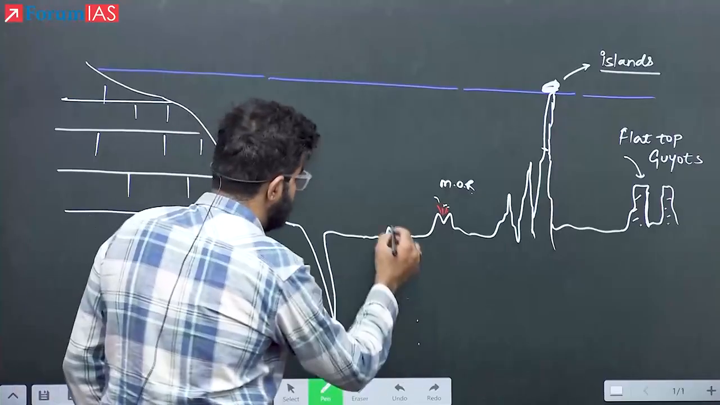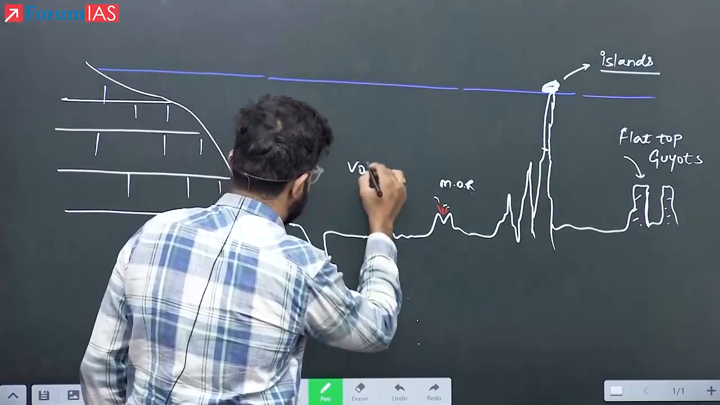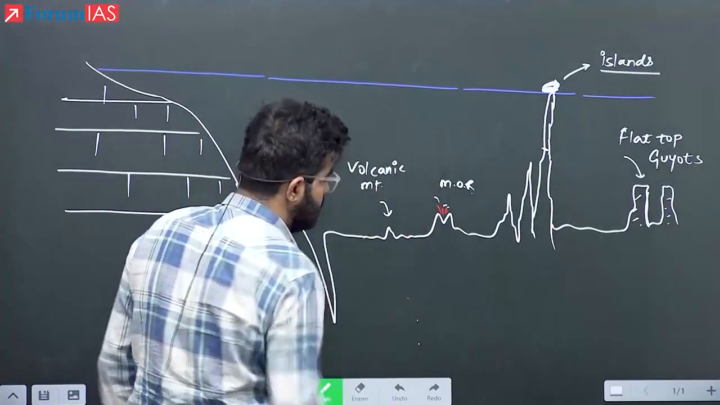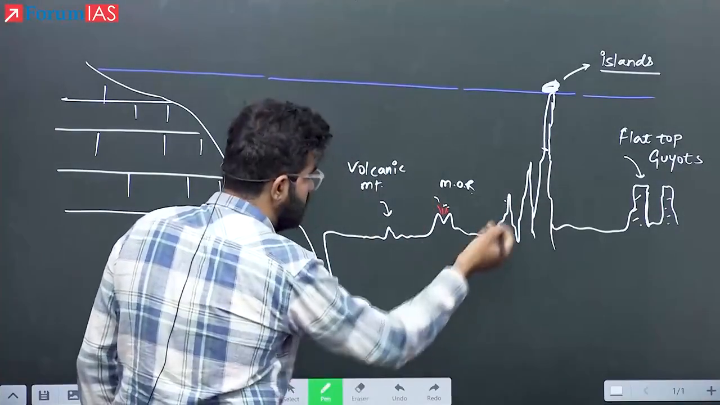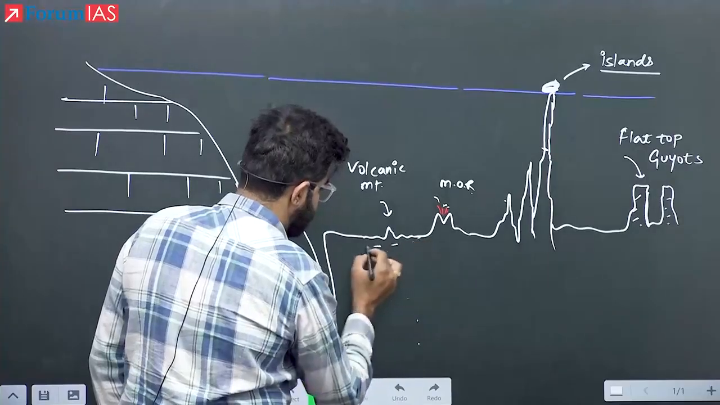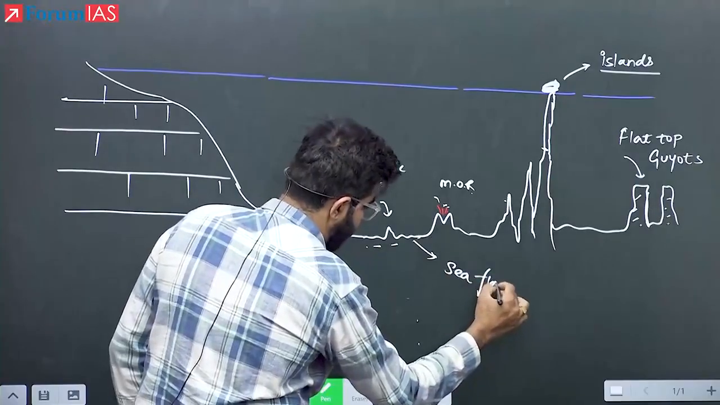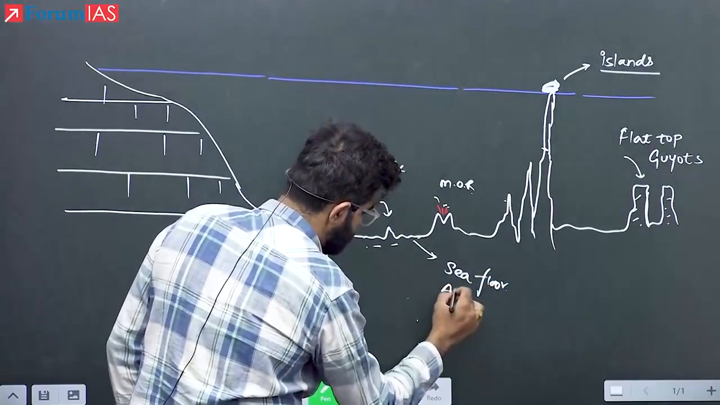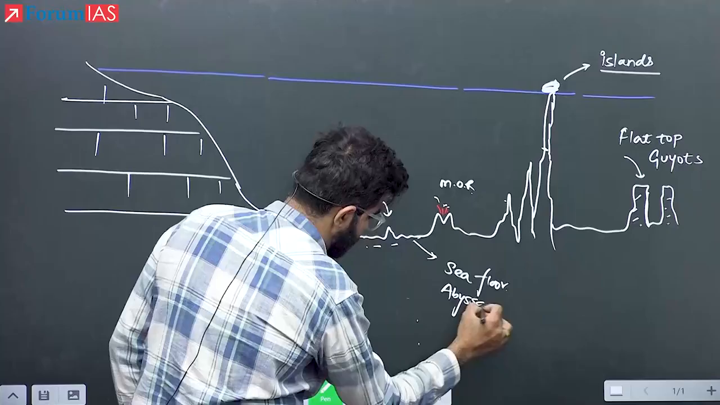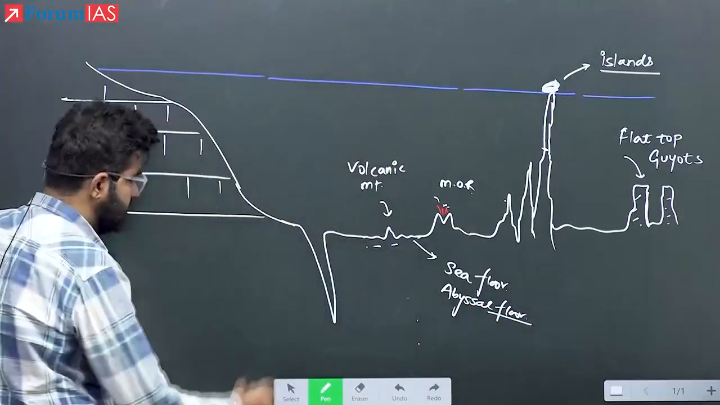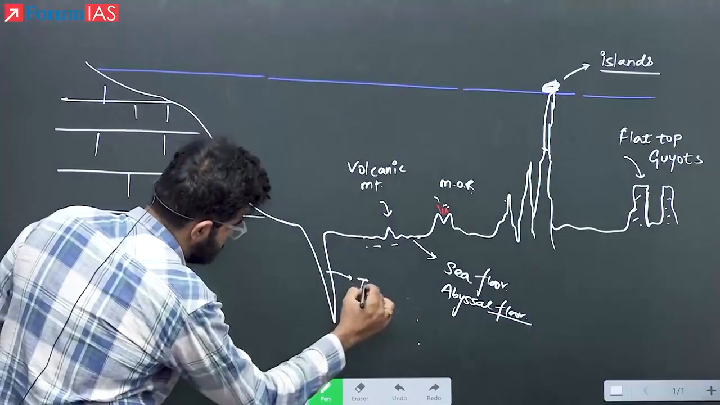Then we have this volcanic mountain. This is also a volcanic mountain. Then this entire area is the sea floor, or it is also known as the abyssal floor. Abyssal plain, abyssal floor, right? This is nothing but a trench.